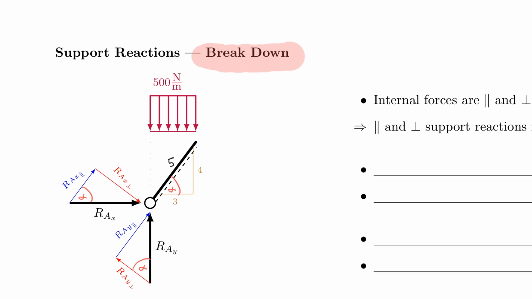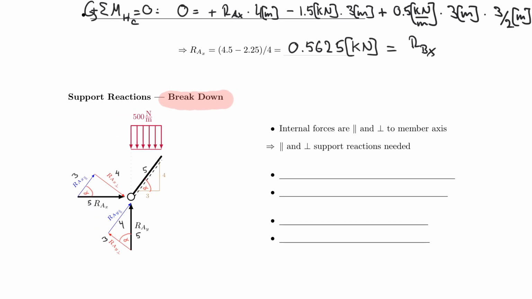So now I can assign my 3, 4, 5s. So here I have 5. 5 connects 3 over alpha. So this is 3, this is 4. And again, 5. And alpha connects to 3. And then here I have 4. And so now I can calculate my support reactions.